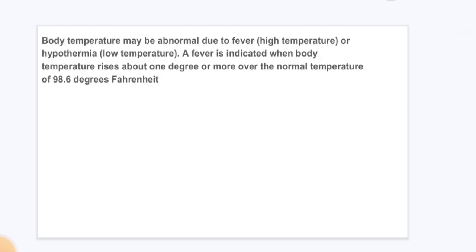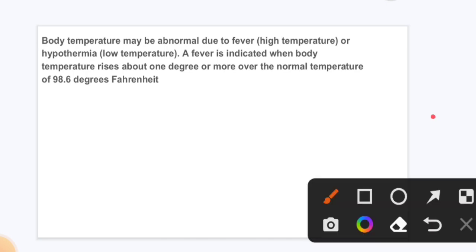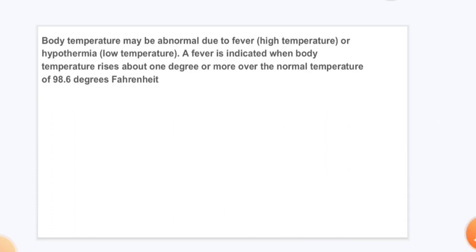If there is an abnormal increase in body temperature due to fever, that is called fever. If it is above 98.6, that is called fever. A fever is indicated when body temperature rises about 1 degree or more over the normal body temperature of 98.6 degree Fahrenheit. Either we have to consider 1 degree more than 98.6, we have to consider it fever, and above 98.6.